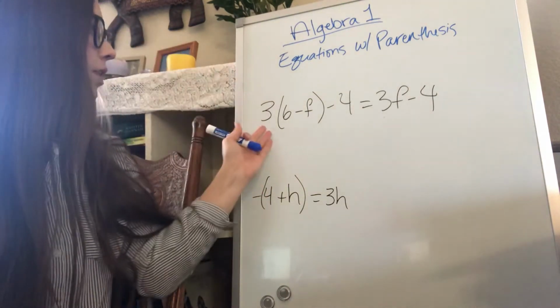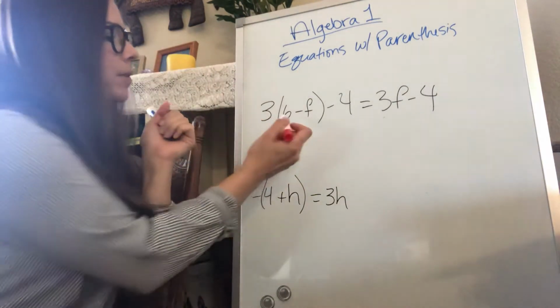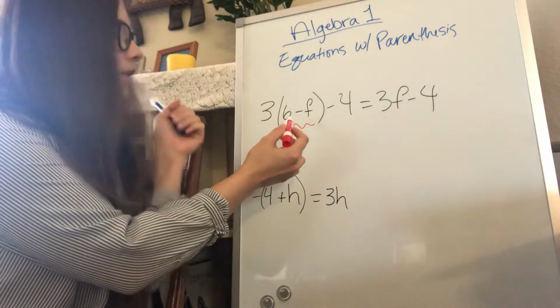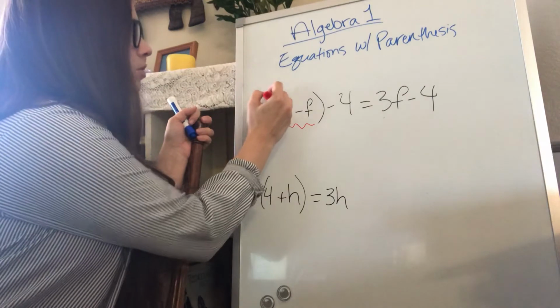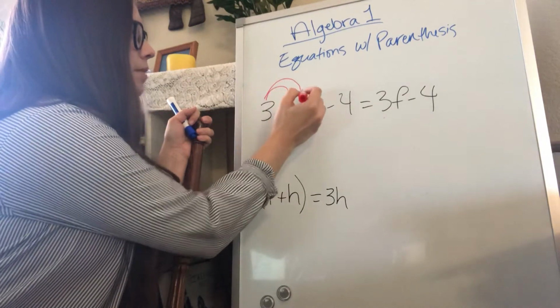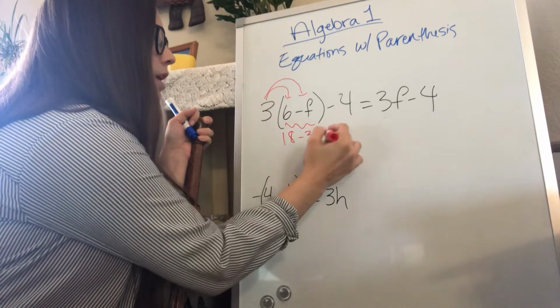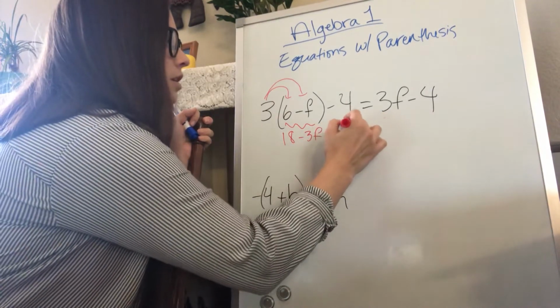So here we have 3 times (6 minus f). That means that the whole thing inside those parentheses needs to be multiplied by 3. So we have to distribute that 3. So 3 times 6 and 3 times negative f. Okay, so that's 18 minus 3f, and then we bring down the rest of our equation.